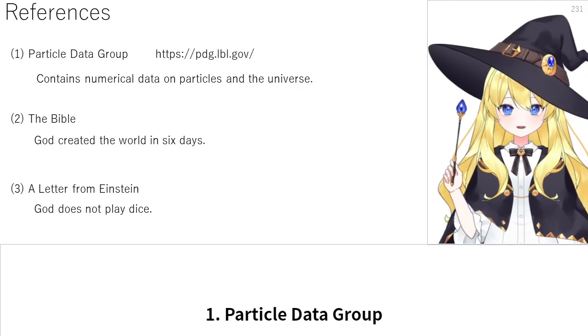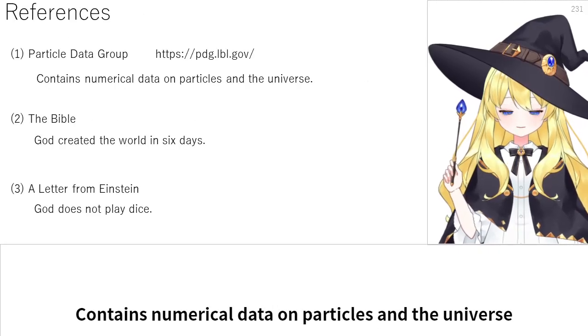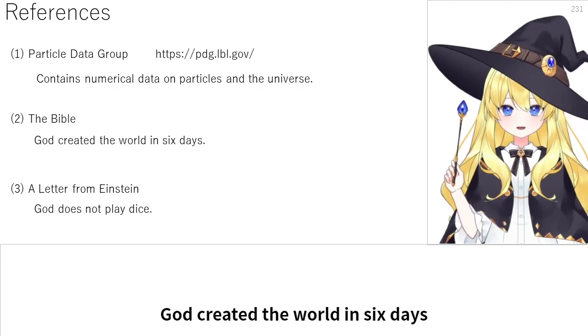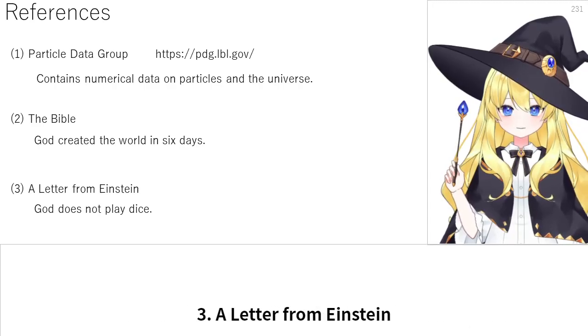References. 1. Particle Data Group, which contains numerical data on particles and the universe. 2. The Bible. God created the world in 6 days. 3. A letter from Einstein. God did not roll dice.